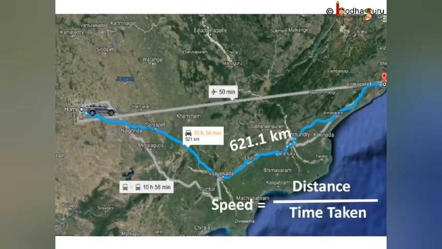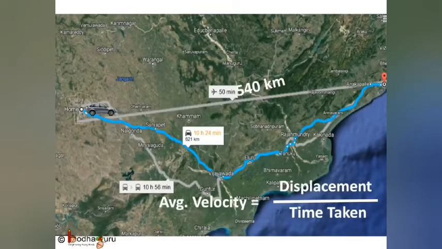Like I drove 621.1 kilometer to reach Vishakhapatnam from Hyderabad, and it took 11 hours. So my average speed was 621.1 divided by 11, which is equal to 56.46 kilometer per hour.